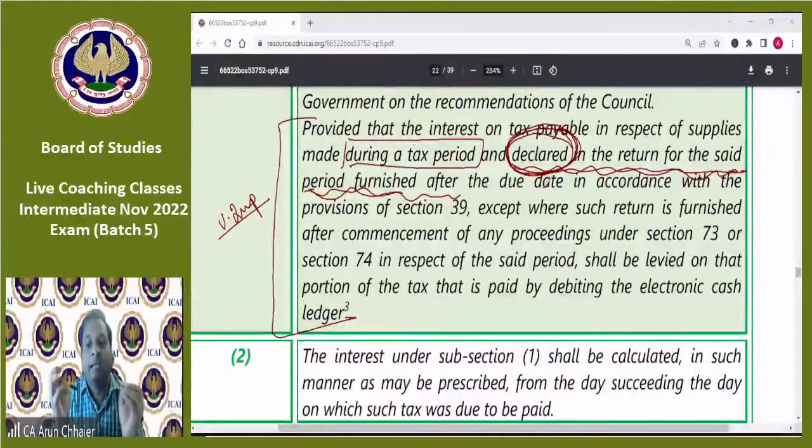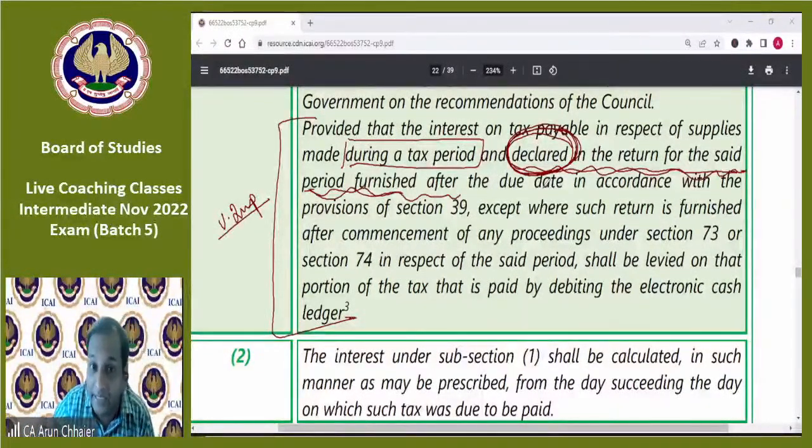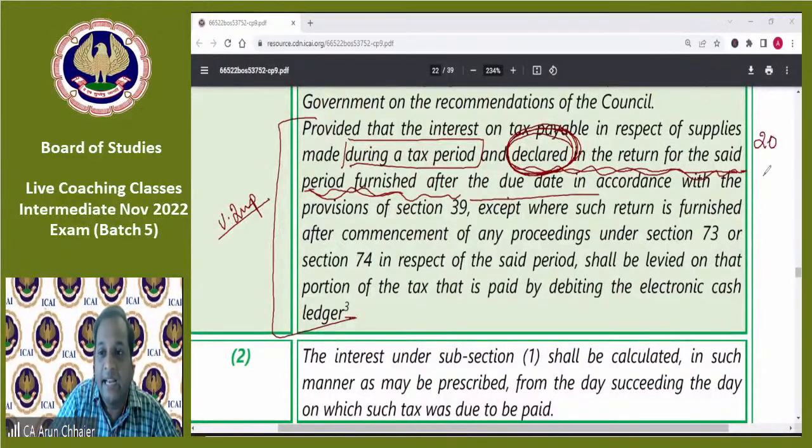Meaning thereby, if I have the liability for the month of June and I am reporting the same in the month of June, then if I have reported the liability in the same tax period, remember always, after the due date, suppose my due date is 20 and I am filing the return on 25th, I have to pay the interest for 5 days.